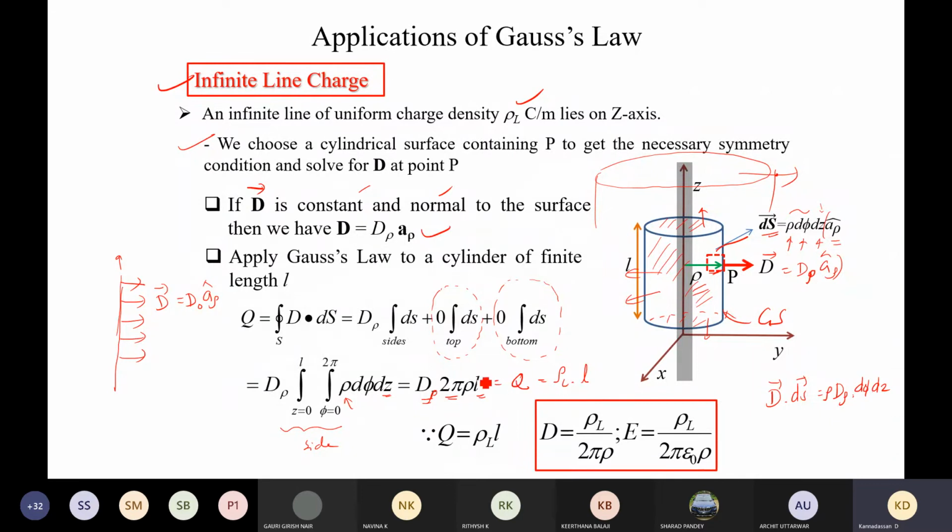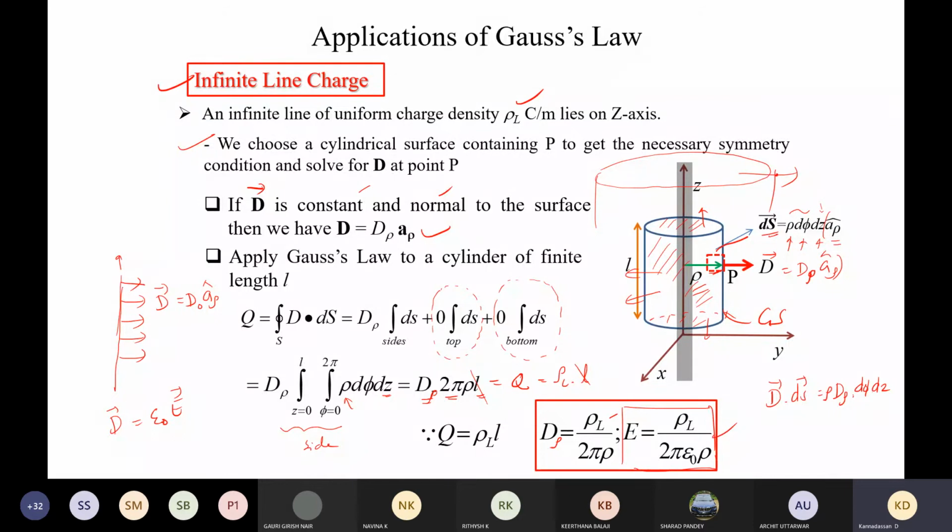So here this length L and this length L cancel, and you will easily see that this d rho alone you can take out. This d rho is nothing but rho L divided by 4 pi this. And we already know that this D is nothing but epsilon naught E. Therefore, we can easily calculate the electric field, and I believe you can remember this expression.